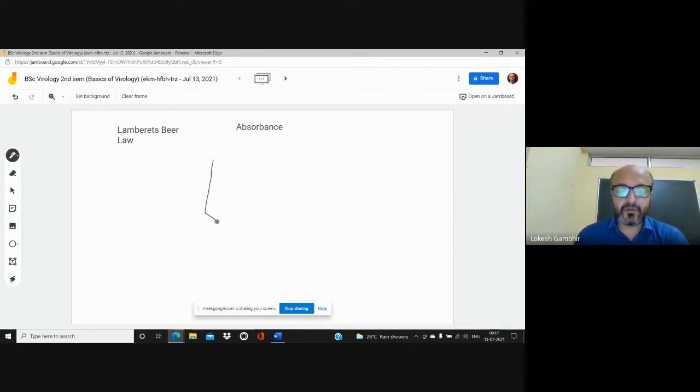I have a tube. It is filled with a colored solution. It contains different particles, depending upon the solution. What I did, I imparted light here. Light came in the form of photons, h nu. So a certain portion of this light will be taken up by these molecules and the remaining will be transmitted. So this light is incident.